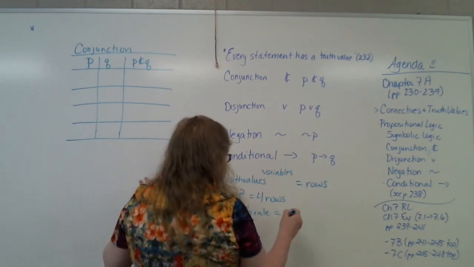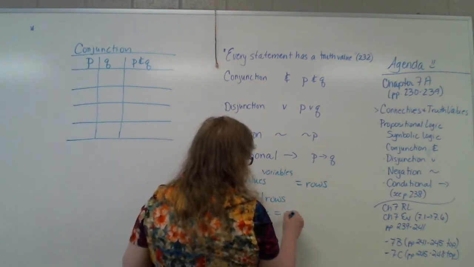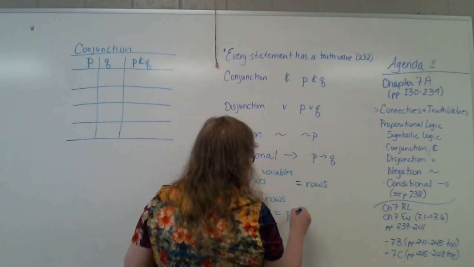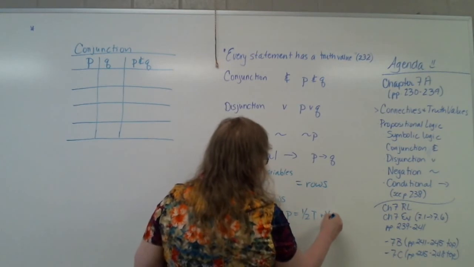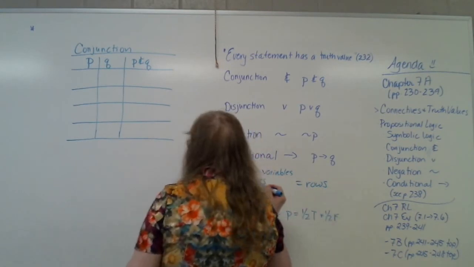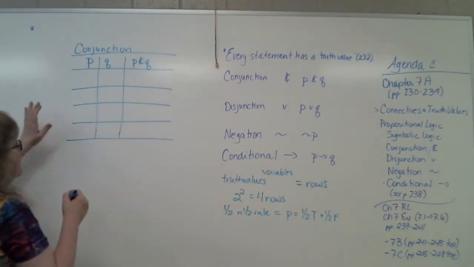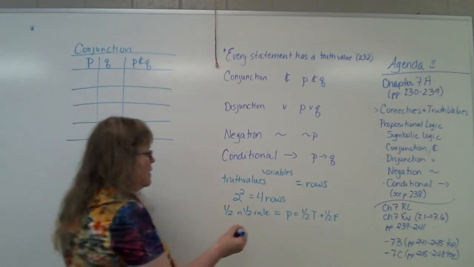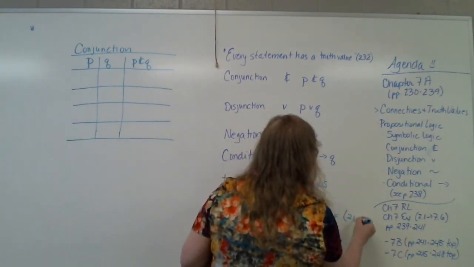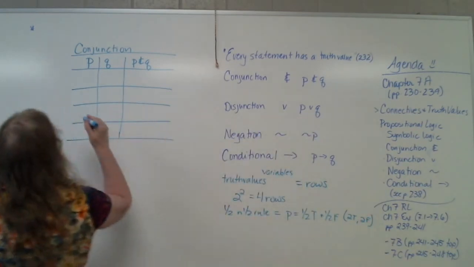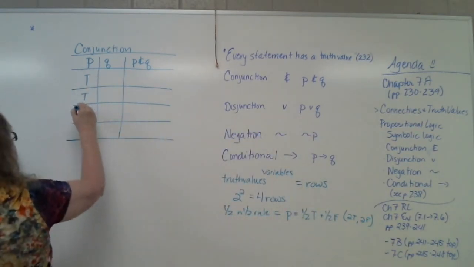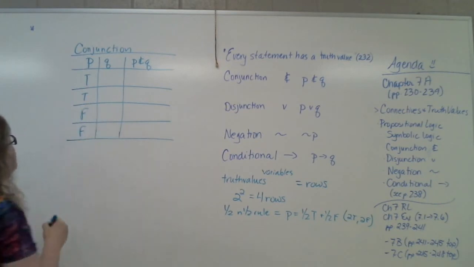Okay, your first column, which is P, gets 1/2 true and 1/2 false in order. So I have 4 rows. I'm going to start with 2 trues and then do 2 falses. True, true, false, false.